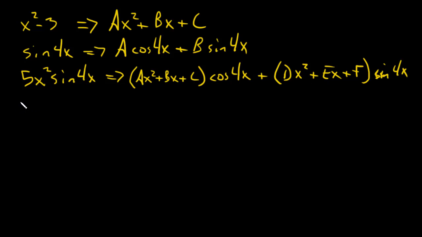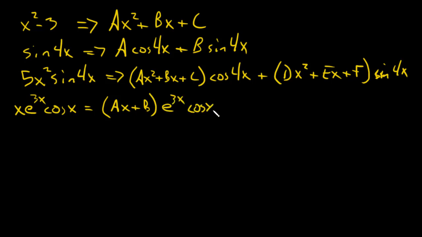And last but not least, x e to the 3x times cosine x. Ugh. What is that going to look like? Well, this is a first order, so I can get away with ax plus b times e to the 3x cosine x plus cx plus d times e to the 3x sine x.